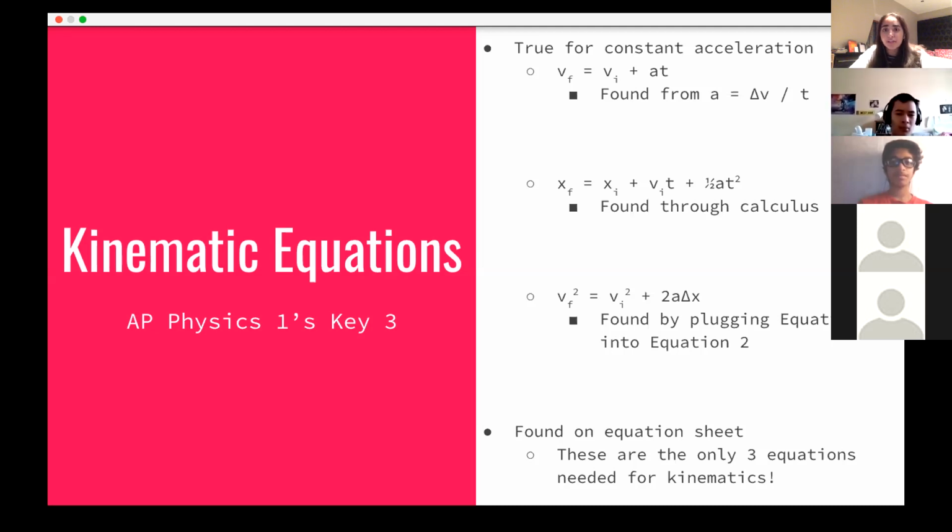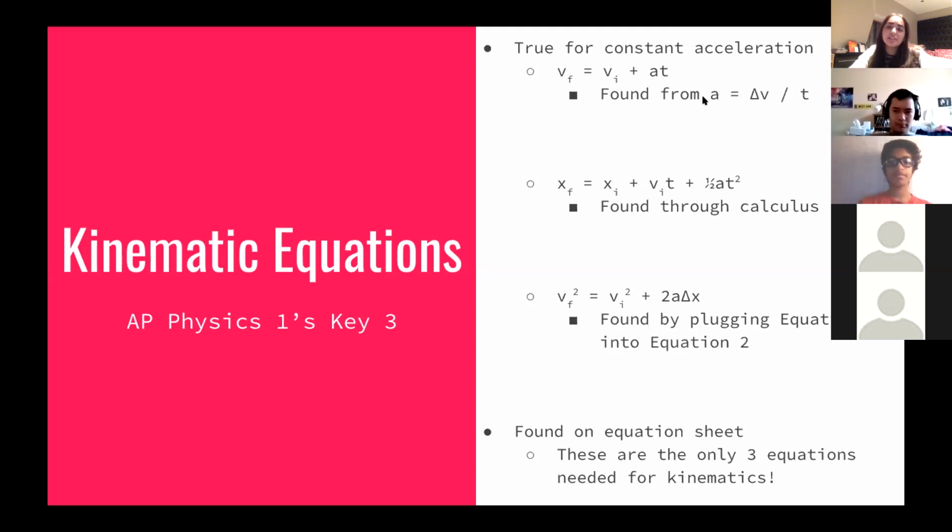And this equation is derived from the acceleration equation, which, as you can see here, and we mentioned earlier, is just acceleration equals the change of velocity divided by time. And as you can see, that plays out perfectly in this equation. The next equation is that final x position, or final position, is equal to the initial position plus initial velocity times time plus the half of the acceleration times time squared.